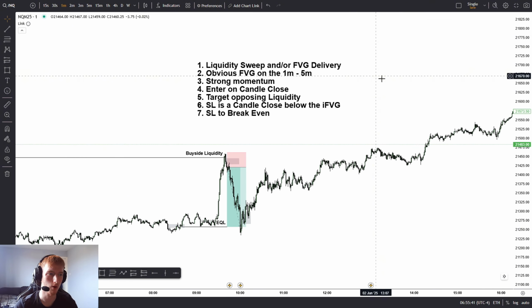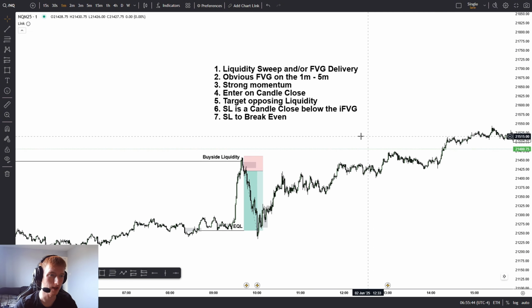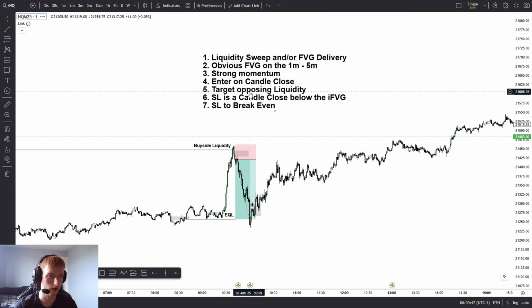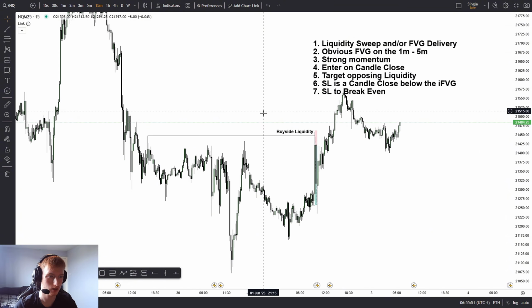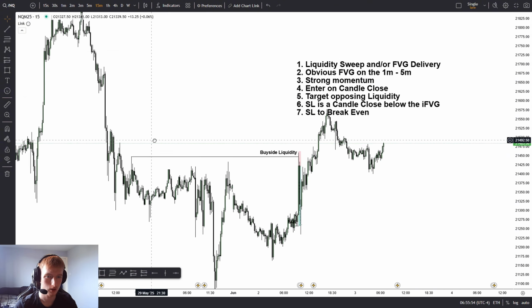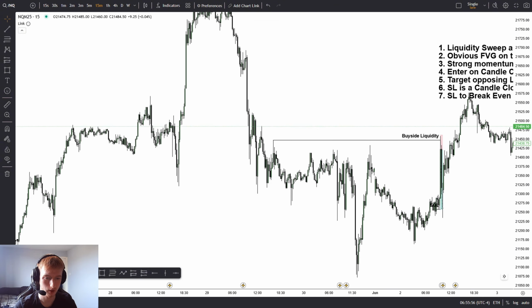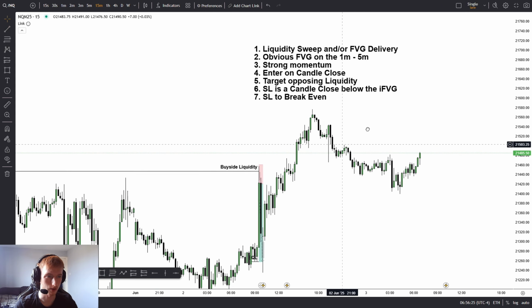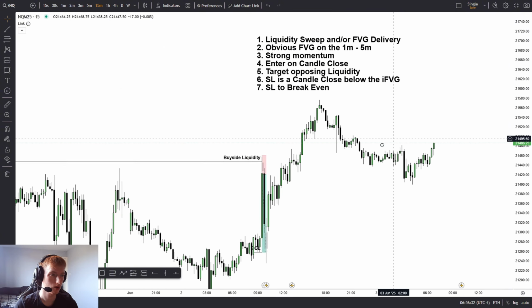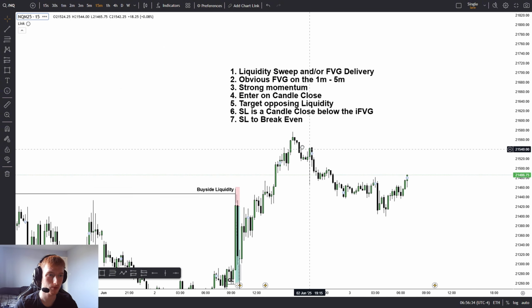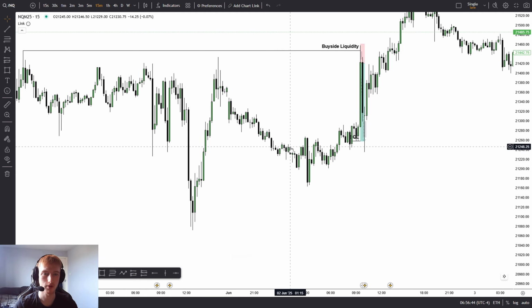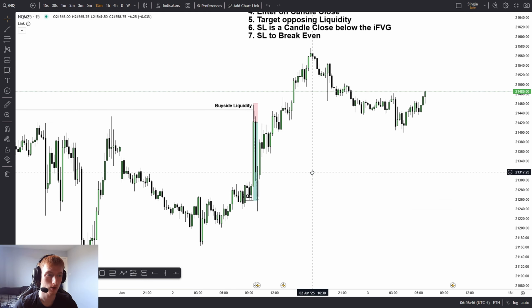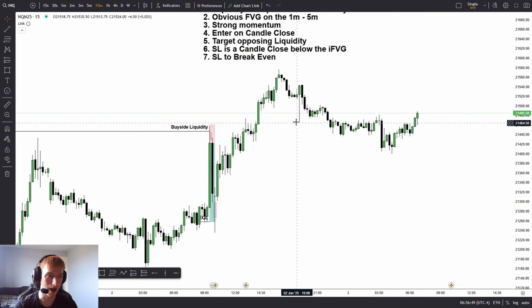Okay guys, so this is the entry criteria. First of all, we're looking for a liquidity sweep. I'd go into a higher time frame to do this. There's liquidity everywhere, guys. Like here, liquidity sweep. So what we're looking for is the liquidity sweep: a run on buy or sell stops, and/or a fair value gap delivery. A delivery from a fair value gap is when our setup forms coming out of another gap.